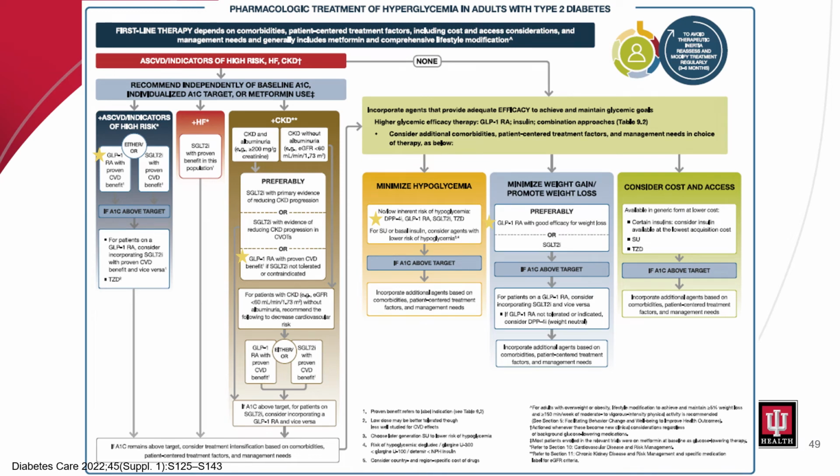Again, bringing us back to the graphic, I started the disease states in which GLP-1 receptor agonists may be preferred for, and again, like the SGLT2 inhibitors, pretty well recommended across the board. So for those with ASCVD or indicators of high risk, CKD, to minimize hypoglycemia, and to minimize weight gain or promote weight loss.